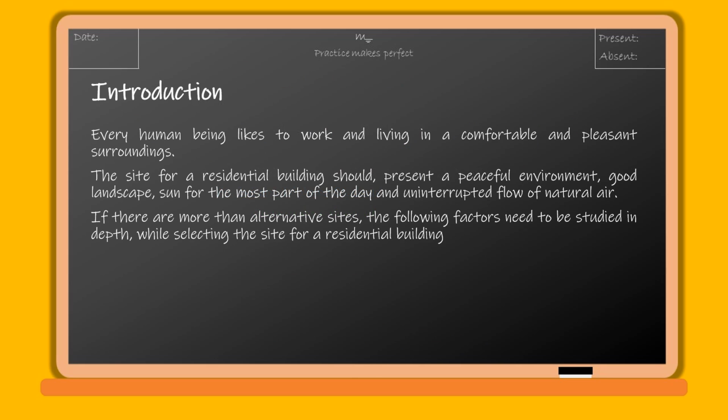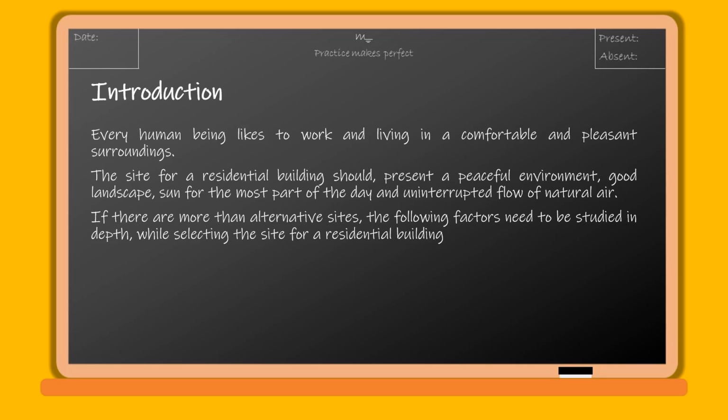Every human being likes to work and live in comfortable and pleasant surroundings. And due to the population, buying land is very expensive. The site for a residential building should present a peaceful environment, good landscape, sun for the most part of the day, and uninterrupted flow of natural air.